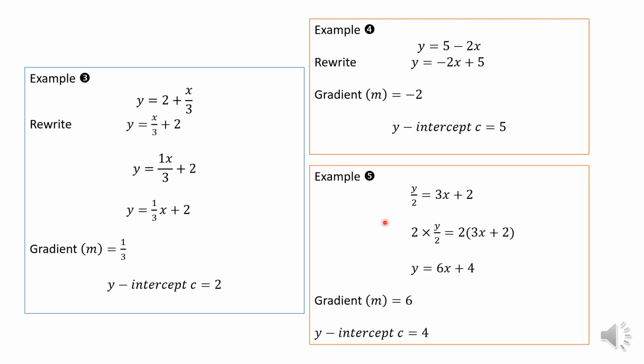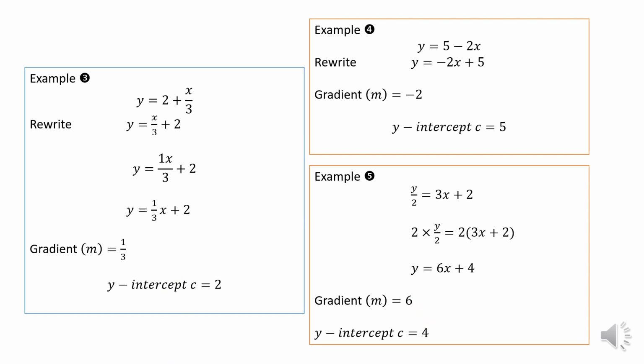A fourth example perhaps is very interesting. You see that I have got y over 2 here. So the objective is to get rid of this division by multiplying both sides by 2. So what I do on one side, I do on the other side, and it is very important that you do introduce brackets here. And 2 times 3x is 6x, and 2 times 2 is 4. And now you can see the gradient is 6, and also the y-intercept is 4.